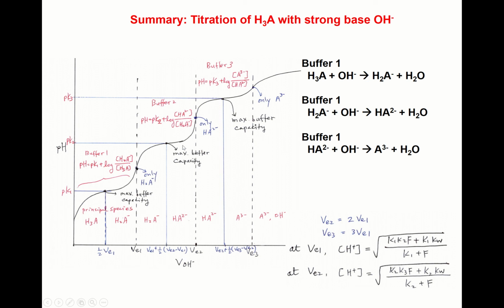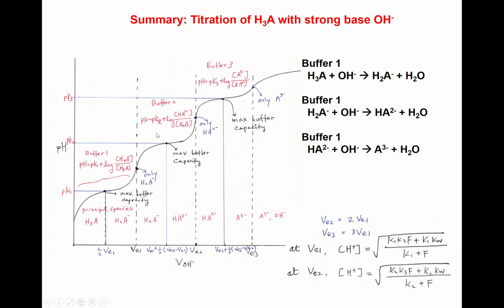Now if you keep adding the strong base, we're entering the second region, the second buffer region, up to this second equivalence point. In this region, we have this anion, and then this one, HA2 minus. These two anions are present, so that is a buffer. The buffer equation is this one: pH equals pK2 plus log of the ratio of these two species. All right, very easy.